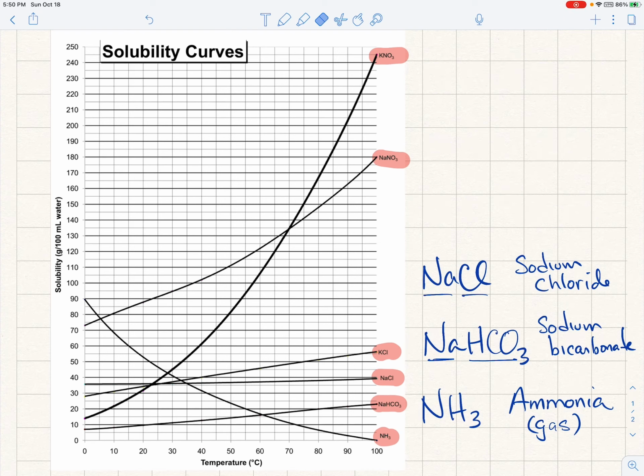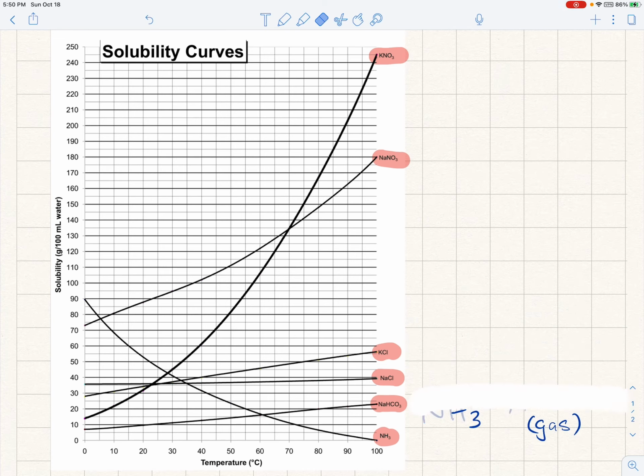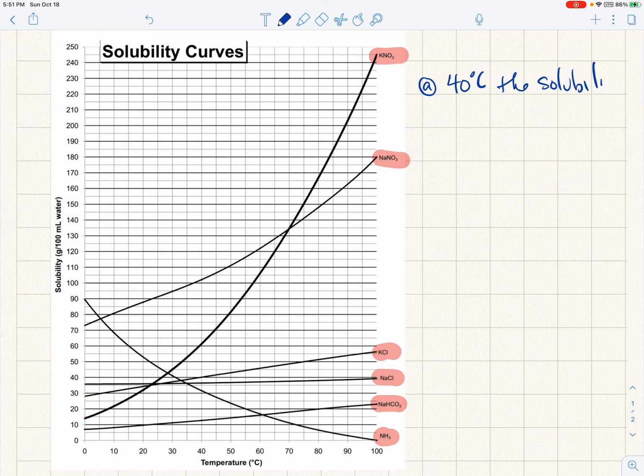And as you go through the problem solving in this unit, you're going to be expected to know those different names. You might not be told the formula, but you'll have to know that NaNO3 is sodium nitrate. Now, one of the first things that you have to learn how to do is just read this graph. So, for example, let's take a very simple question. Pick a temperature, so 40 degrees Celsius. We're going to determine the solubility of, and let's pick one of our salts, potassium nitrate.